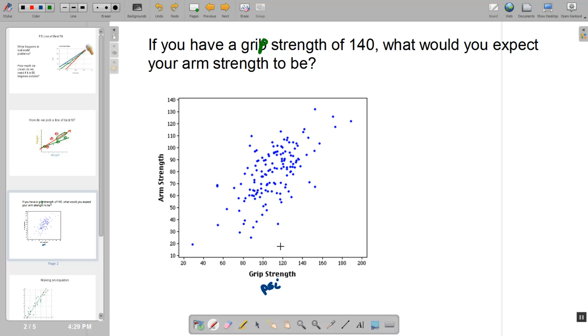And as your grip strength is increased, it says that your arm strength should increase as well. If you think about it in general, if you have a stronger arm, you should have a stronger hand. But it is not always the case in every situation. So we have to find a line of best fit to balance. Now, our grip strength down here is 140. So we're asking, what would you expect your arm strength to be if that was your grip strength?